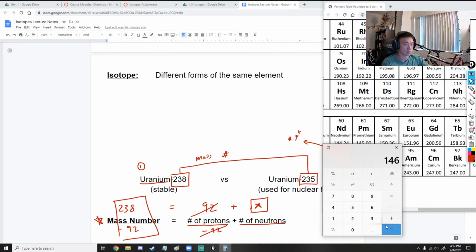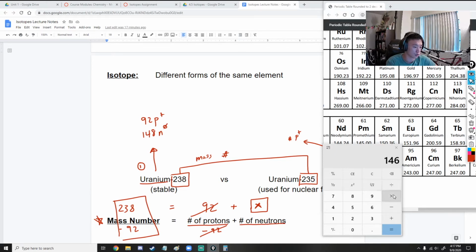And then my answer is 146. So we basically just found out how many neutrons we have. So uranium-238, what we figured out was that it has 92 protons and it has 146 neutrons. Okay? And if we want to double check our work, all we need to do is add these two numbers together, 92 and 146. Oh, why did I write 148? Sorry about that, guys. It should be 146.